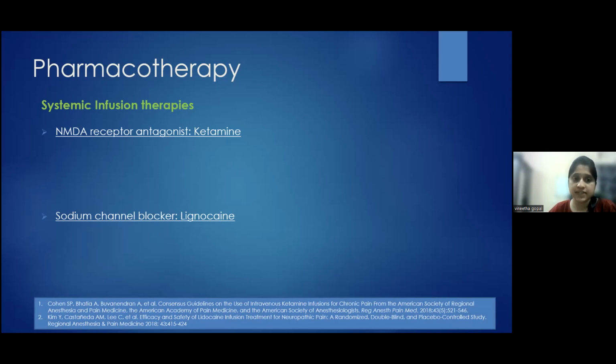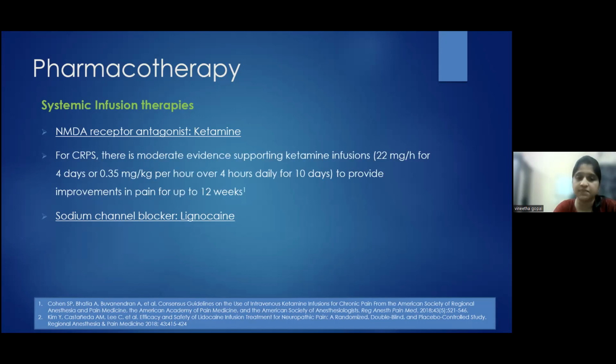And again infusions: ketamine has good evidence in CRPS, moderate quality evidence, and this is the usual dosage used. For 10 days, there is an IP protocol and an OP protocol. They have found this particular protocol to be effective: 4 hours daily for 10 days. It provided improvement in pain for up to 12 weeks, that is 3 months. You can repeat after that.